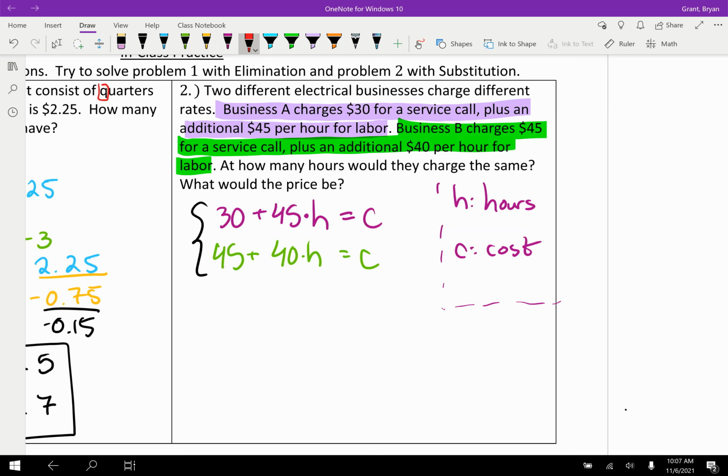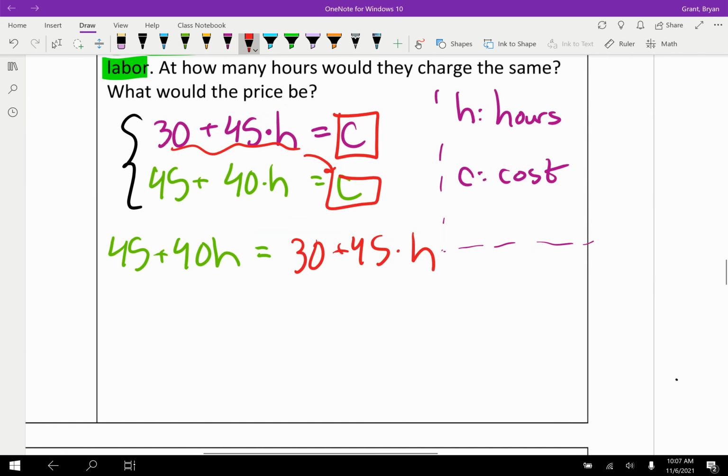To do elimination on this, I would probably multiply the top by -1, and then those C's would cancel out. However, we also want to remember that substitution is a viable method, and for substitution, we need a variable by itself. I think C is certainly by itself here. So what does that mean? Well, it means we take the second equation, the one we didn't do anything with, and we are going to replace C with what's in the first equation, 30 plus 45 times h. Once we're here, we have a single equation with only one variable. Let's go ahead and solve.